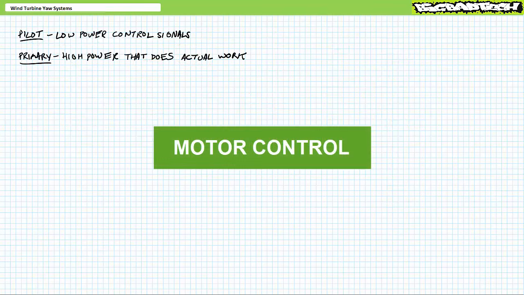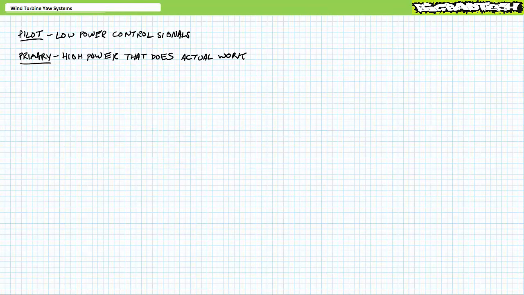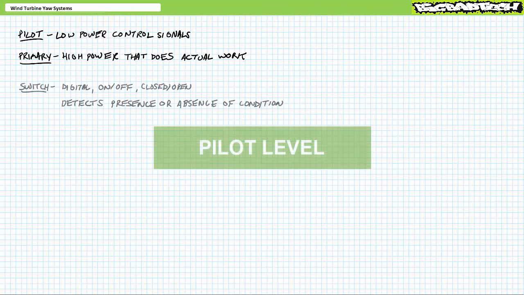Motor control. One of the most basic principles of motor control is the division between pilot and primary level power. Pilot level power is low voltage, low current, low power used to directly control the function of the system, whereas primary power is high voltage, high current, high power actually used to do work. At a basic level, high power primary devices only function at the request of low power pilot level signals.